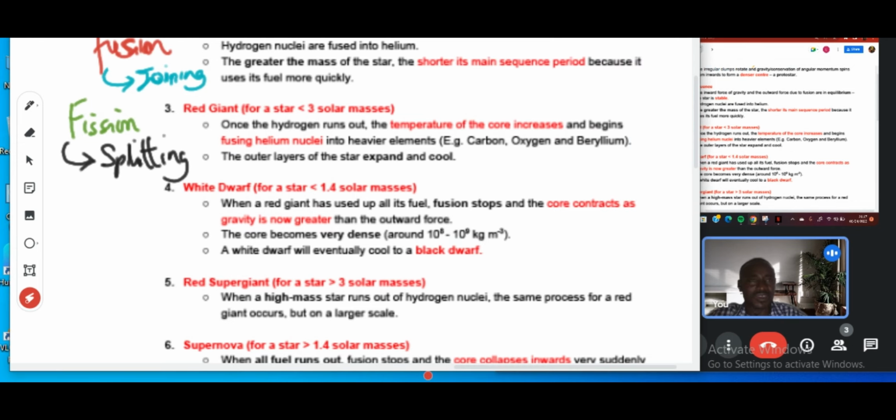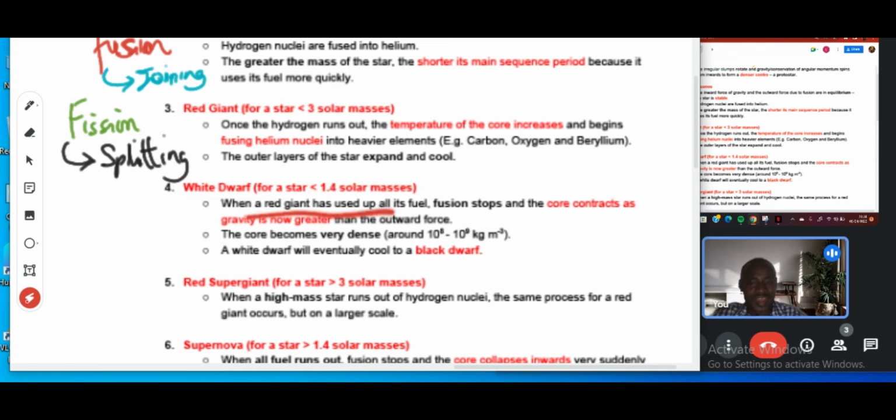Which force is bigger now? Gravitational force or the force from fusion? Inward gravitational force or outward force of fusion? Okay, the inward gravitational force is higher than the outward force produced by fusion. So what do you think will be happening? Will it be a crushing or an expansion? Okay, that's why it forms a white dwarf.